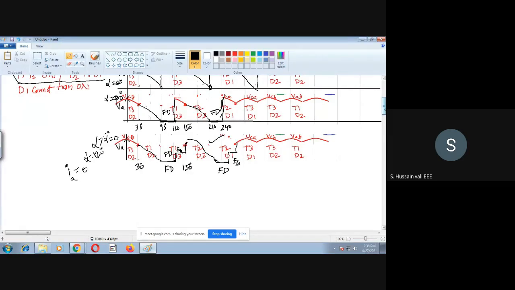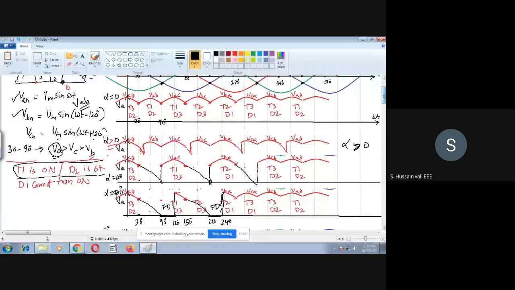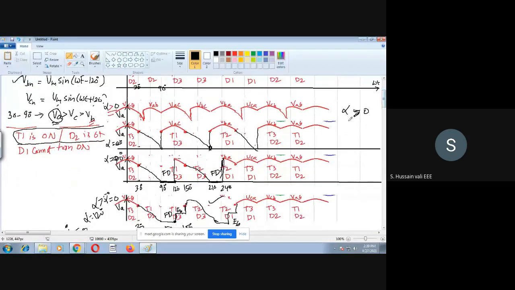So you see how the waveform changes from alpha equal to 0. The first one is alpha equal to 0. This is alpha greater than 0, a small value, just 10 degrees or 15 degrees. Whereas this is alpha equal to 60. This waveform is alpha equal to 90. And this waveform is alpha equal to 120.